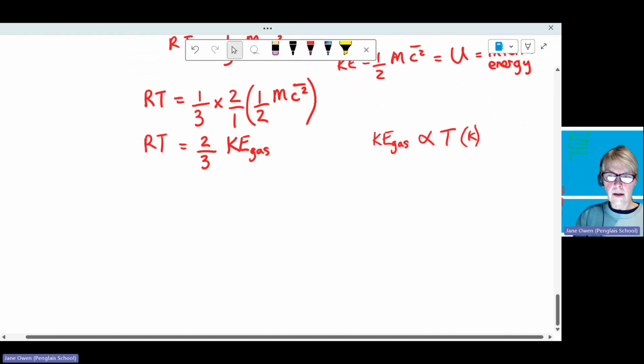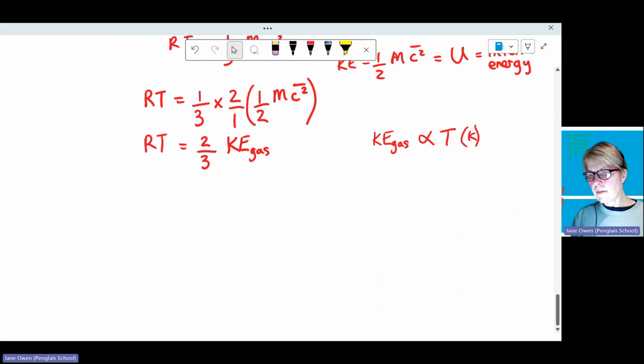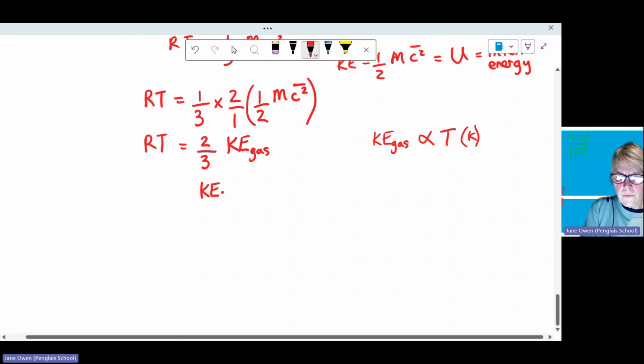Okay, so if there is no energy, there won't be any temperature. So at 0 Kelvin, it's the minimum possible energy that gas can have. And assuming that the potential energy is already 0, the kinetic energy will be 0. So let's rearrange this. The kinetic energy of the gas is given by 3 over 2 RT, and that is given by U. So we've got 3 over 2 RT equals U.